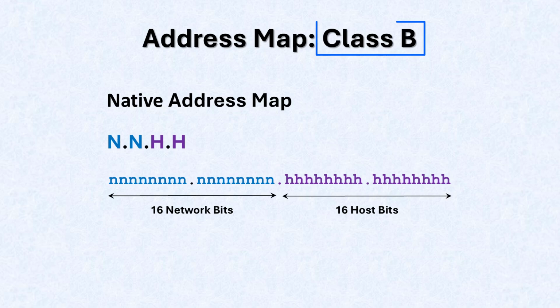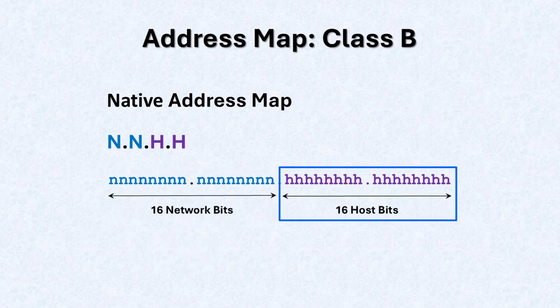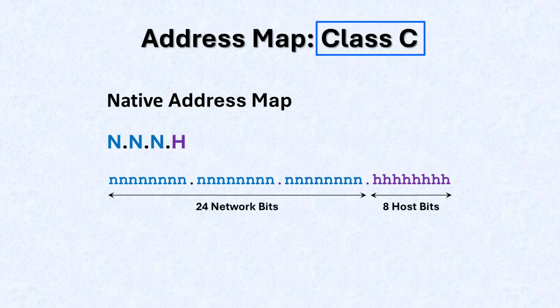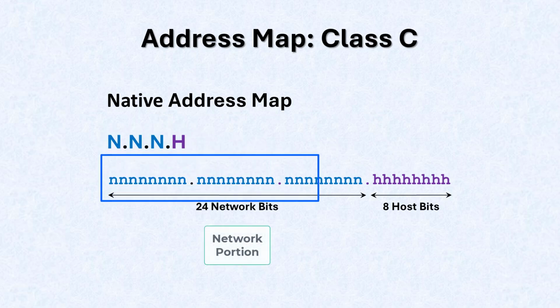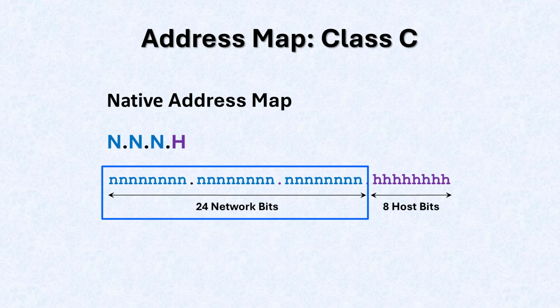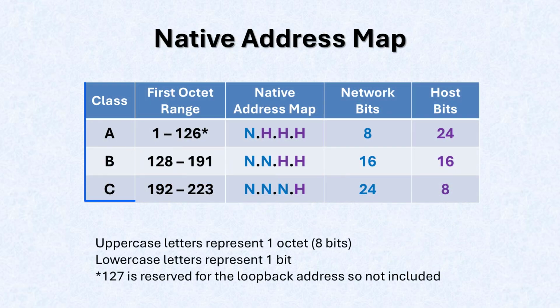For Class B addresses, the native address map will always be n.n.h.h. The first 16 bits are network bits. The remaining 16 bits are host bits. For Class C addresses, the native address map will always be n.n.n.h. The first 24 bits are network bits. The remaining 8 bits are host bits. In summary, here we see the address class, the corresponding range of the first octet, the native address map, as well as the number of network bits and host bits.